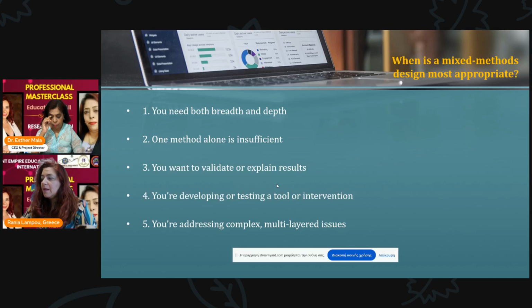For example, conducting focus groups in order to design a new health app, then surveying users to evaluate usability and outcomes. When you're addressing complex or multi-layered issues, some problems are too complex to understand from a single perspective and benefit from methodological triangulation. For example, public health data, combining data on disease prevalence, which is quantitative, with community beliefs and behaviors, which is qualitative. So use a mixed method design when your research question needs both numerical evidence and contextual understanding to be fully answered.